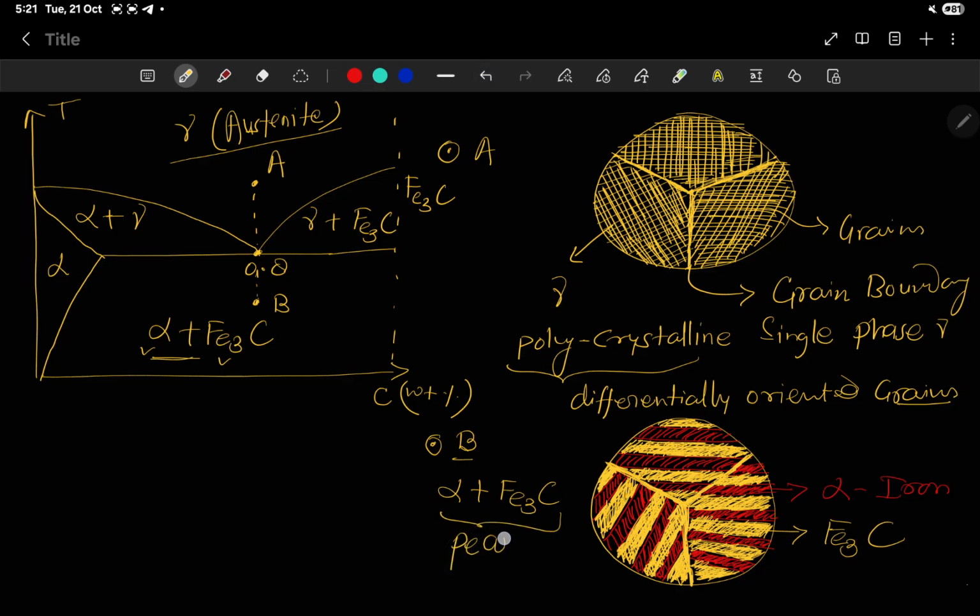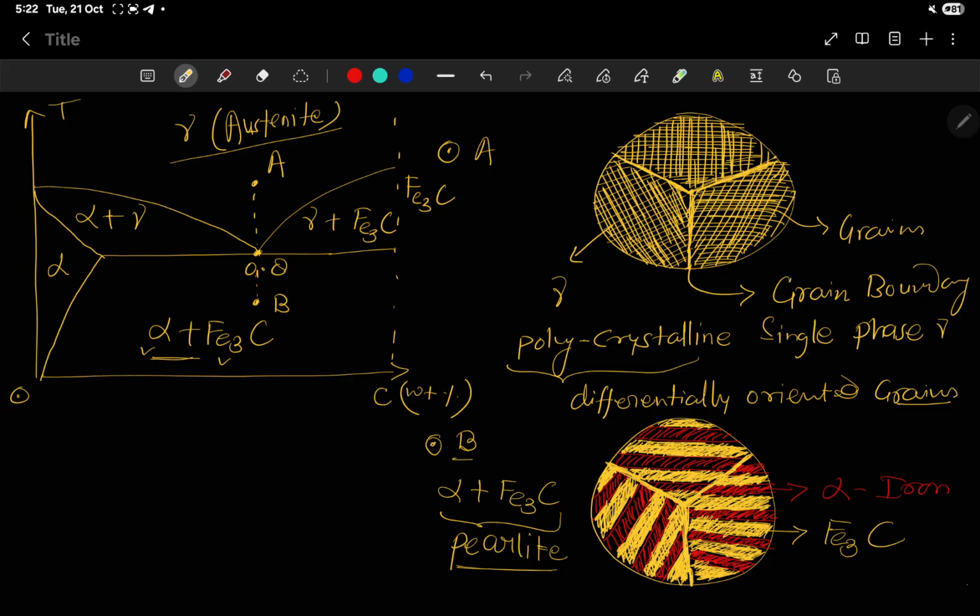is known as pearlite. Pearlite means that it looks like a pearl. It looks like mother of pearl. It is nacre. If you search nacre structure on Google, you will find alternate layers of hard and soft phase, right? Because here we are getting alternate layers of alpha and Fe3C, that's why we call this pearlite, right?